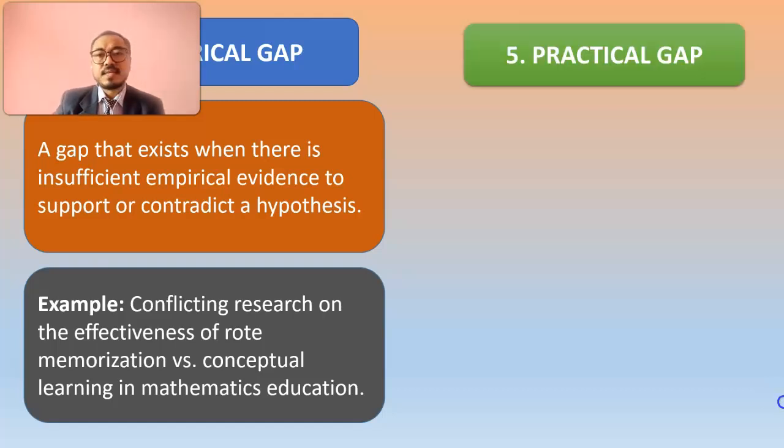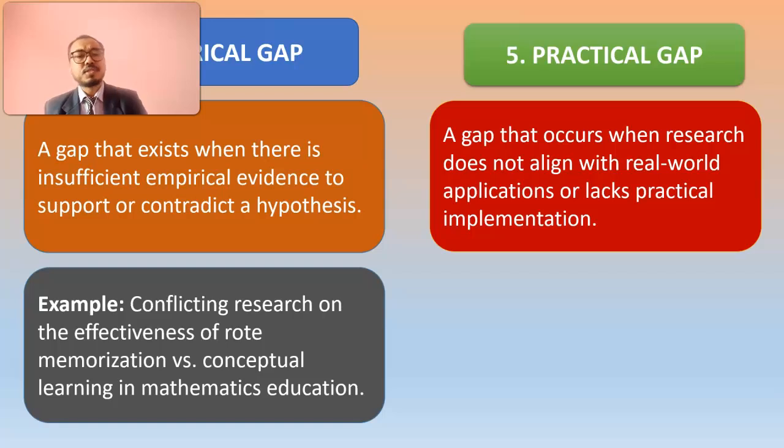Okay, next one is practical gap. A gap that occurs when research does not align with real world application or lacks practical implementation. We are doing lots of research work, but we are unable to connect it or apply it in the real world. If we are unable to implement those theories or that research in the real world, then that gap is called practical gap.